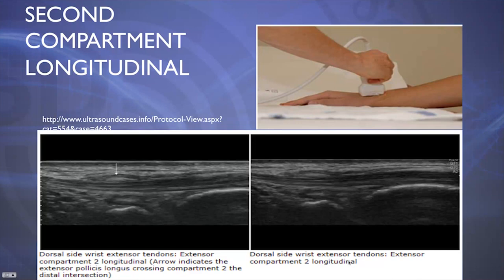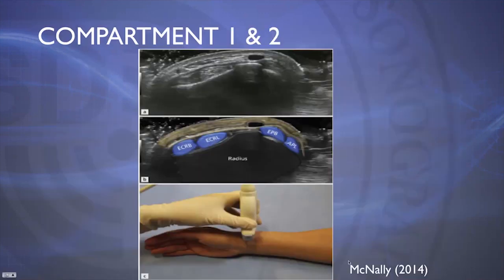And this is just showing you here the comparison between compartment 1 and compartment 2. Showing you here it's moving more from the radial aspect to the ulnar aspect. We can see that the brevis tendons here, the EPB and the ECRB, are located more on the ulnar side of things.